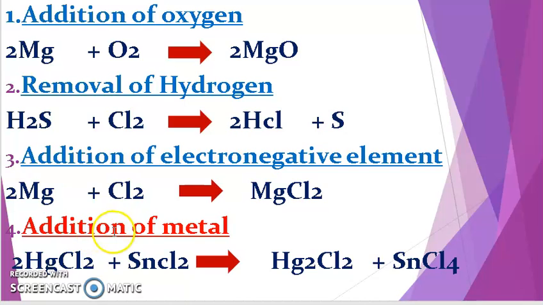What about the last one? Maybe it's going to be a reduction because all the three are wrong. So what about the fourth one? Let's check, addition of metal. Okay, I think there is, see here, that mercury is there, no? Mercury chloride, 2 HgCl2 plus SnCl2 gives, what is that? Reduction of mercury chloride. That means Hg2Cl2. There is a reduction of mercury chloride and SnCl4.